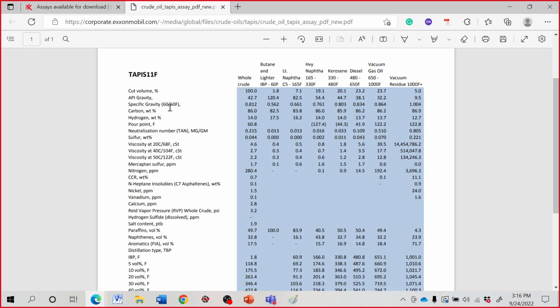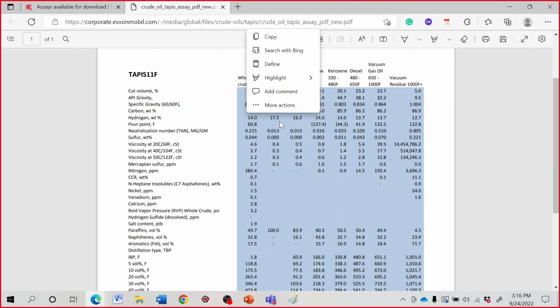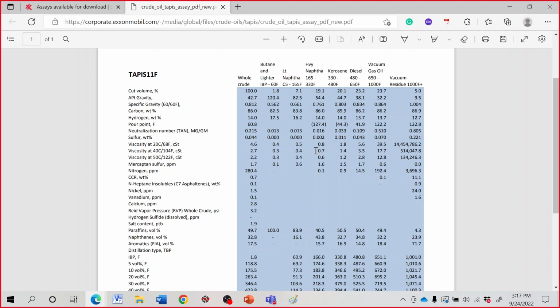It has the specific gravity as well, 0.8. So 0.8 is lighter than water, right? And then we can see that the API gravity is also like 42, which is higher than 38, so this is a light crude. So Tapis is a light crude. Being a light crude makes it expensive already.